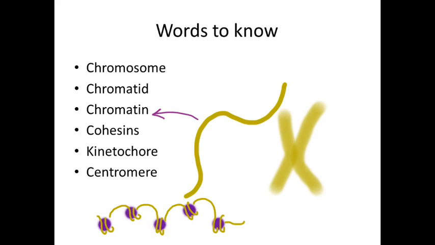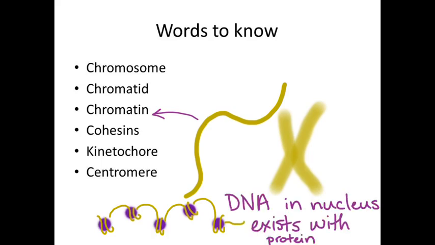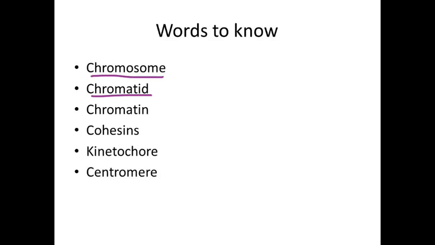Chromatin is an arrangement of nucleosomes, so you've got these histone beads and then the DNA wraps around them like string. And that's how DNA exists in the nucleus, with this protein, histones primarily, but lots of different sorts of protein, condensed into this fiber we call chromatin. So both chromosomes and chromatids are made of chromatin. So what the heck is the difference between a chromosome and a chromatid?